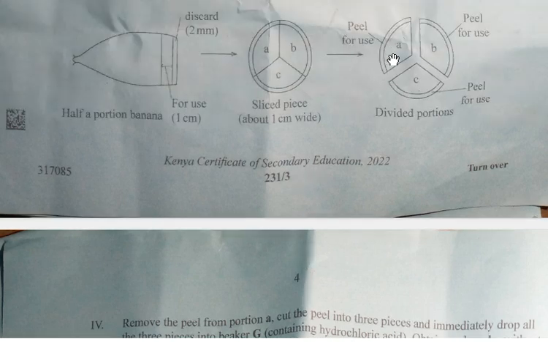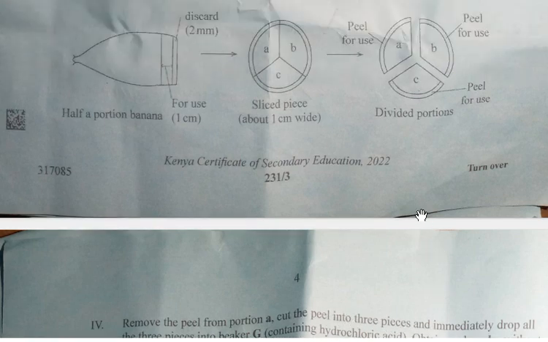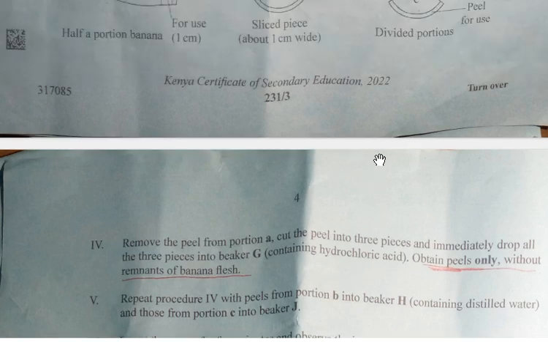That is portion A. You are being told you cut the peel into 3 pieces. The peel for use is here. Then you drop them into beaker G, which contains hydrochloric acid. And NB, obtain peels only without remnants of banana flesh. In this case, it is just peels only. And in paper 3, for you to get the maximum marks and correct observation, you should follow the instruction carefully.